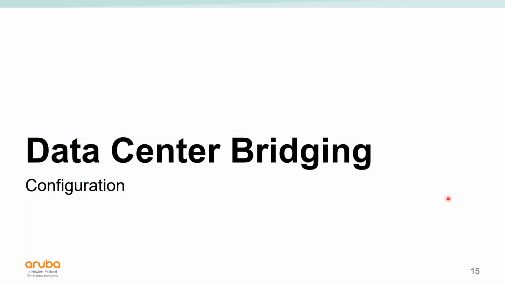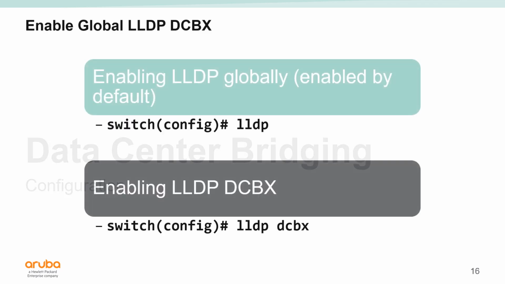So let's talk about configuring data center bridging on these CX switches. When we're configuring data center bridging, let's start by doing DCBX. And this is quite literally just enabling LLDP, which is enabled by default, and then just enabling the DCBX LLDP. And you can do this globally.